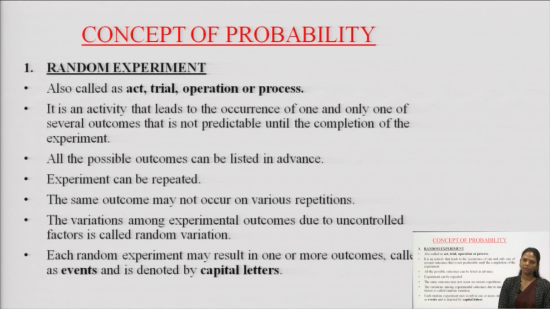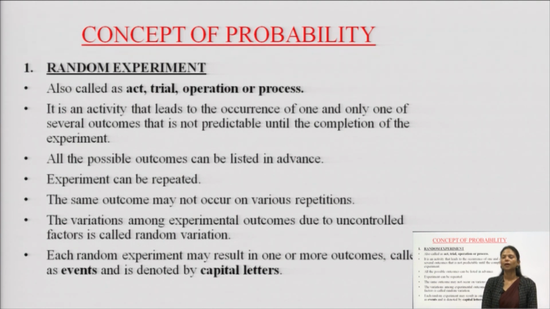The first is the random experiment. What is an experiment? Why is it random? An experiment is also called an act, a trial, an operation or a process. It is an activity that leads to the occurrence of one and only one of several outcomes that is not predictable until the completion of the experiment. All the possible outcomes can be listed in advance. For example, if I have a coin and I want to find out whether head or tail will come, I know that only head or tail can come and there could be no combination of head and tail.